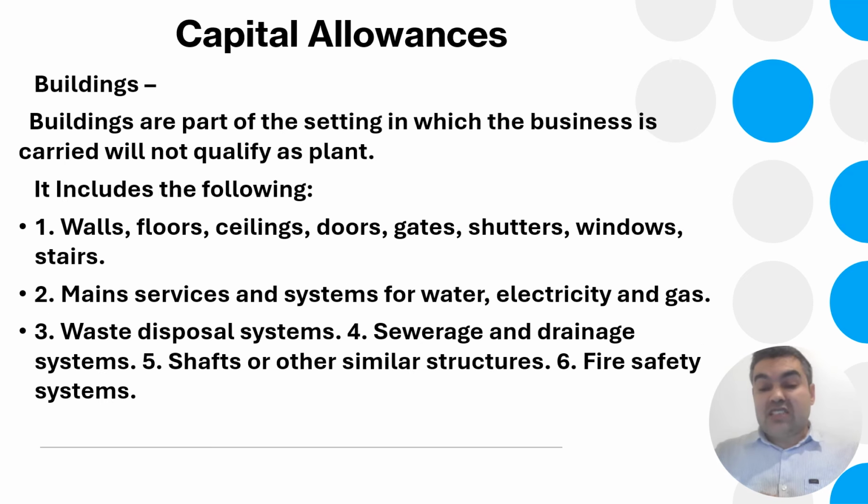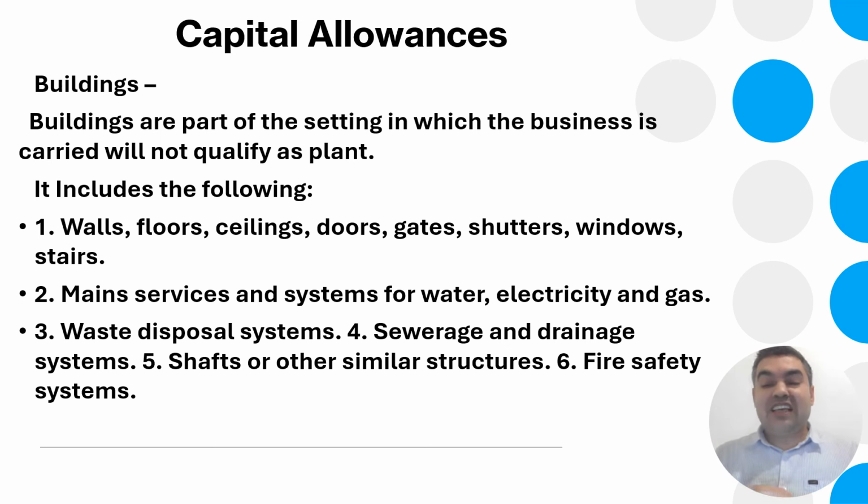Now, capital allowances and buildings. Buildings that are part of the setting in which the business is carried on will not qualify as plant. So the building does not qualify as plant. It includes the following. For example, in the exam, if they say there is a wall, floors, ceiling, doors, gates, shutters, windows, stairs, you cannot claim capital allowances on those. In financial accounting, you will add them to fixed assets. Yes, you will depreciate them.